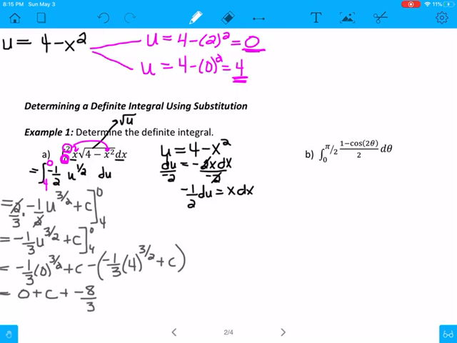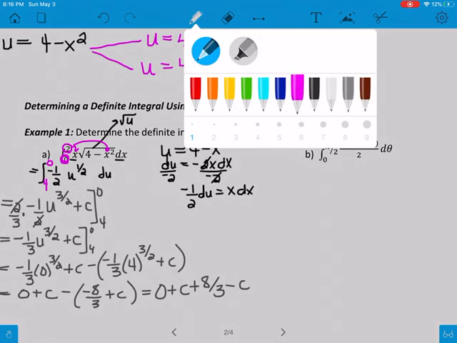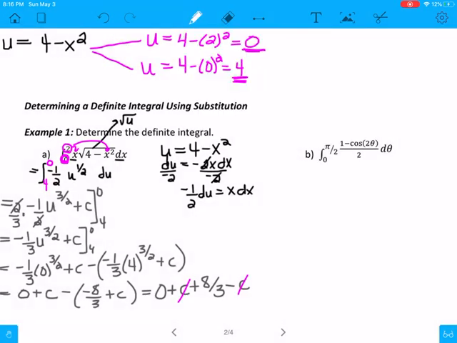And I don't have a plus sign in between. I'm going to go like that. I'm going to go like this. So I have minus, and then I get negative 8/3 plus c. So I actually get 0 plus c plus 8/3 minus c. The c's cancel, and I get 8/3, which is the area under the curve of x square root 4 minus x squared from 0 to 2.